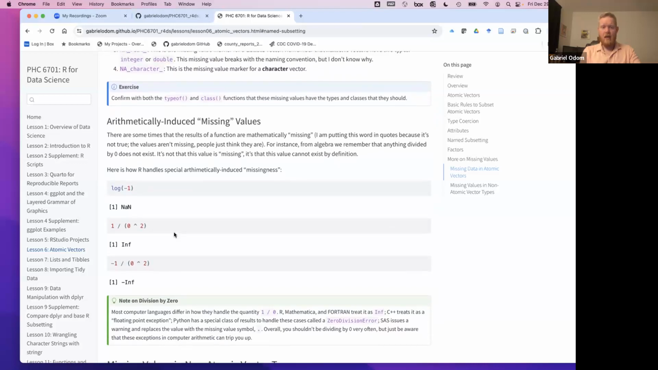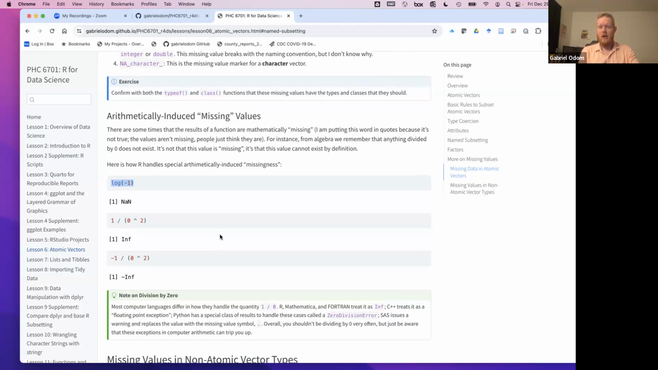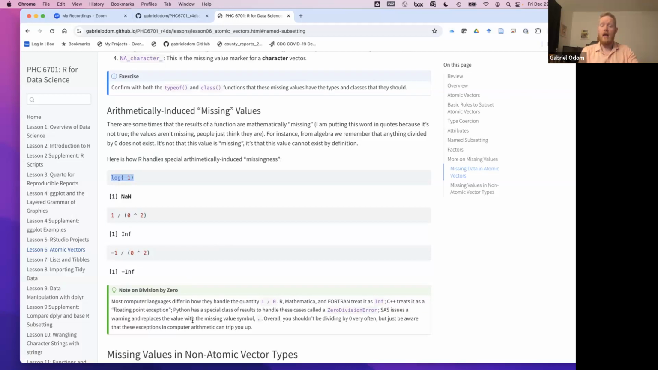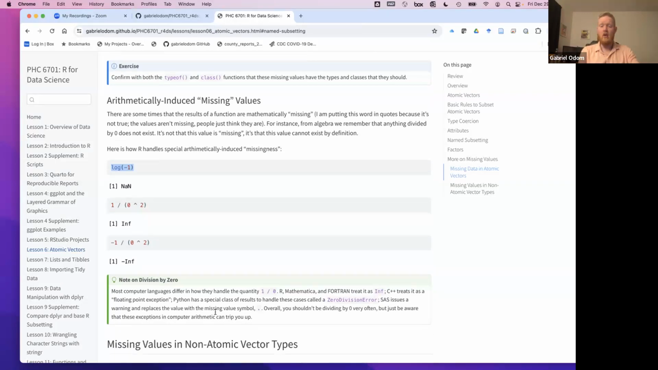One last bit. These arithmetically induced quote unquote missing values. Okay. These are not actually missing. And I want you to understand this mathematically. This is not a missing value. Okay. If you try to take the log of -1, this is some value in another mathematical plane that exists outside of the real numbers. And if you divide by 0, you get infinity. Okay. Now, well, you get infinity in R. There's a note on how we shouldn't be dividing by 0 regardless. Please don't do it. Bad things will happen. But anyway, there's different ways that different computers handle division by 0. So just be aware of this.